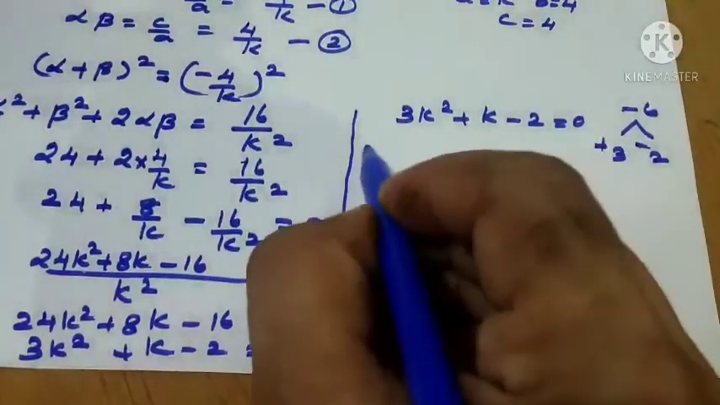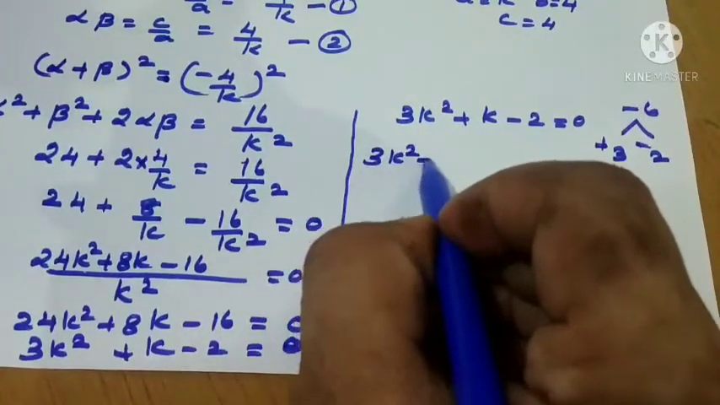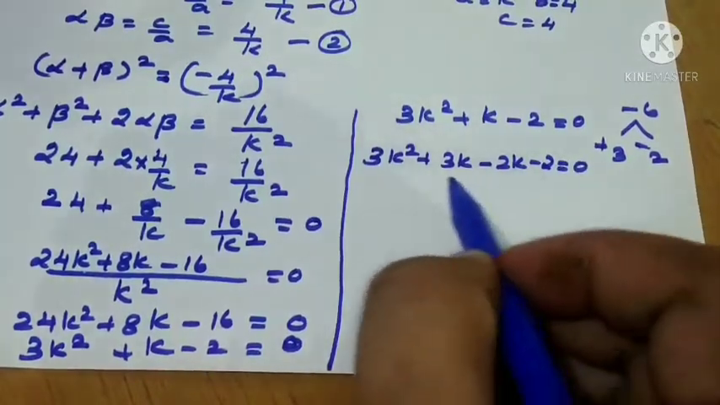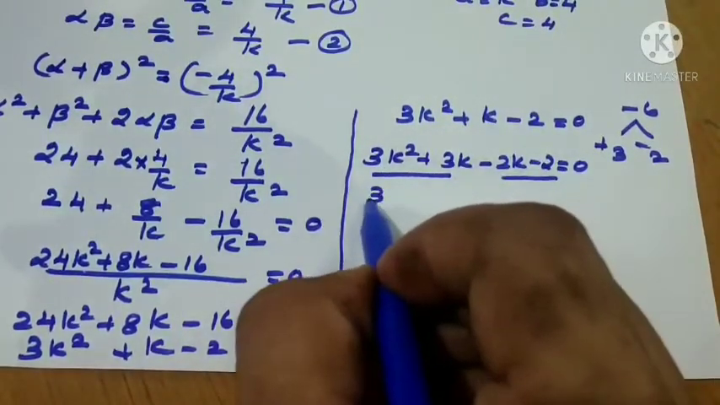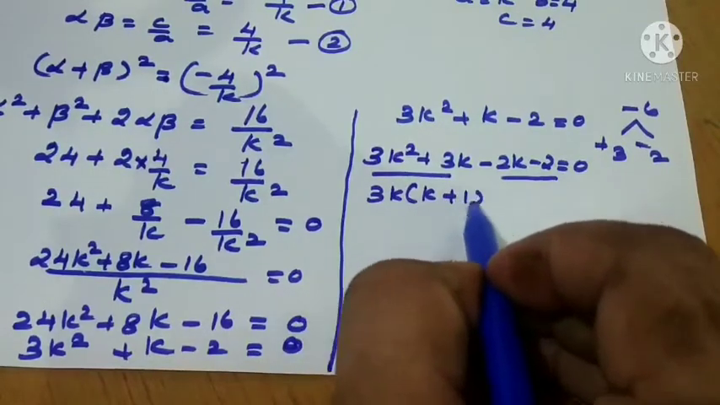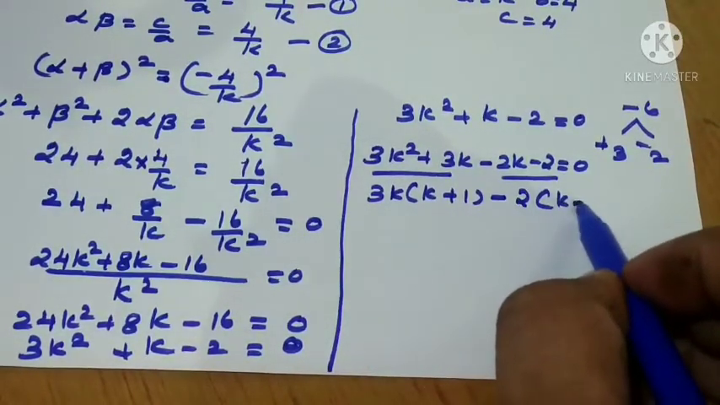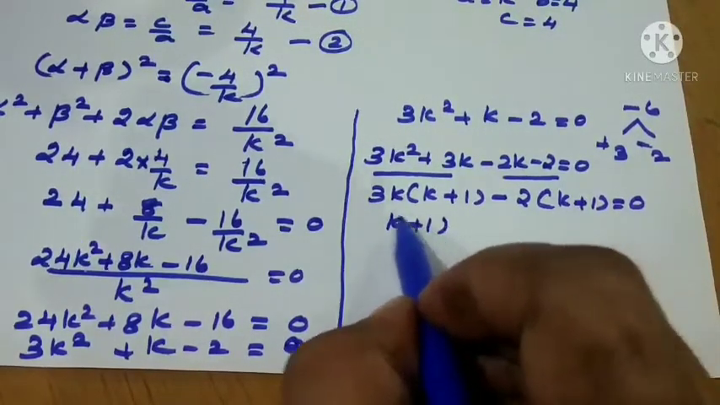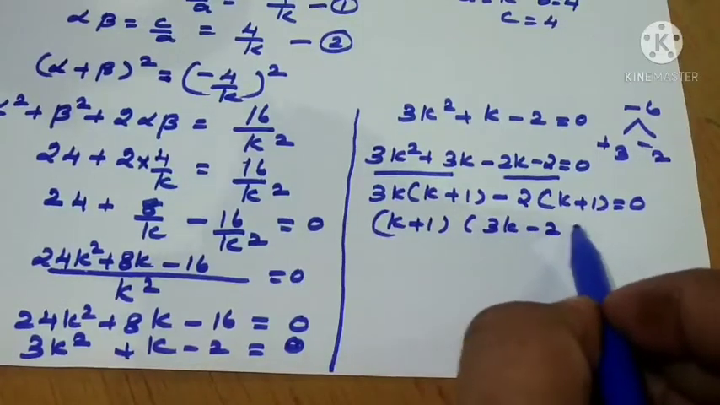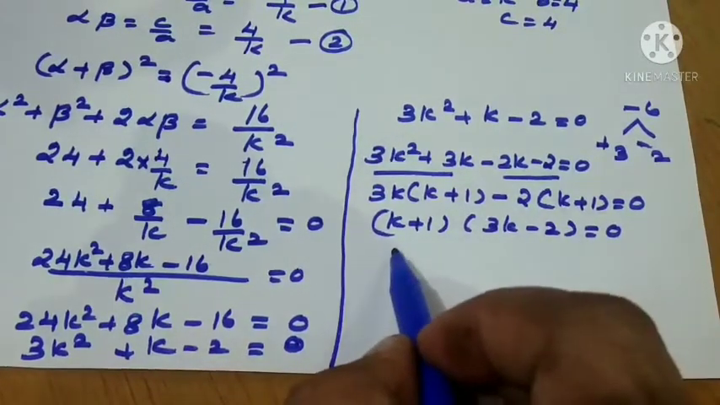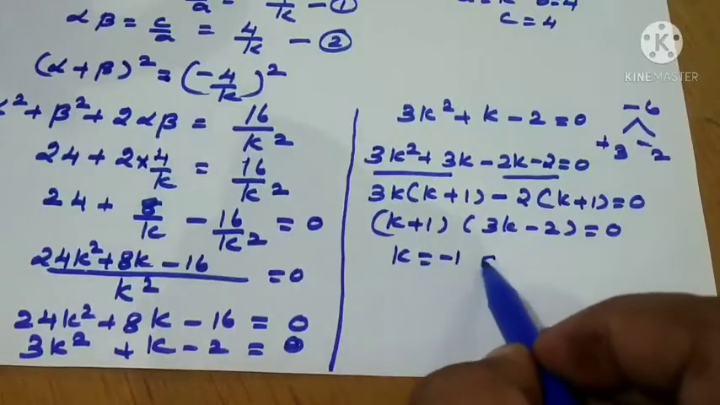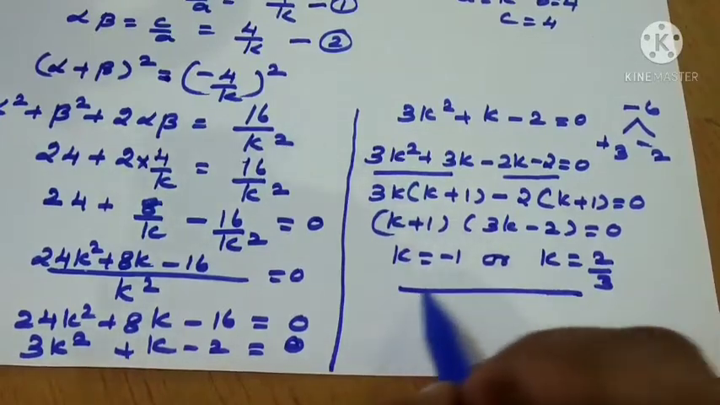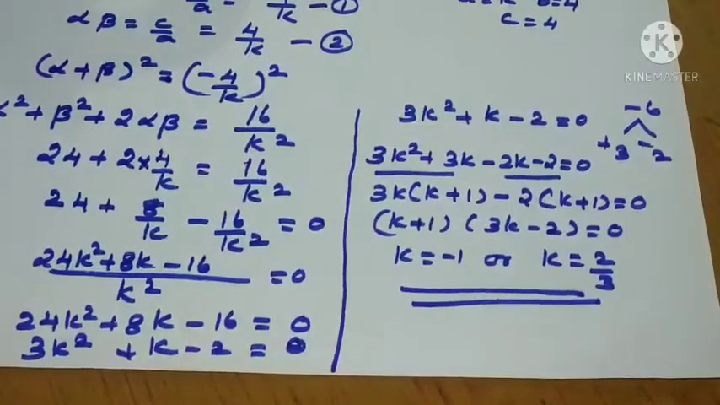Right? So we'll use splitting the middle term. 3k square plus 3k minus 2k minus 2 equal to 0. What is common now? 3k into k plus 1 minus 2 into k plus 1 equal to 0. So k plus 1 into 3k minus 2 equal to 0. This means k equal to minus 1 or k equal to 2 by 3, which is the required answer.